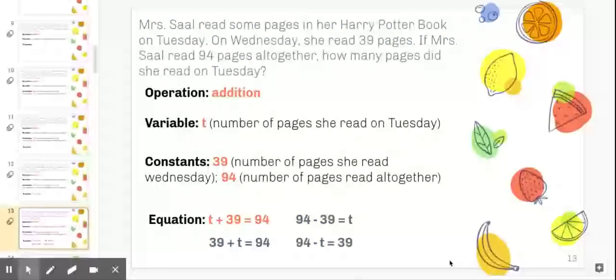But we're not as concerned right now in solving for the variable. We're just focusing on finding the equation or writing the equation to represent the situation. And again, the best equation to represent this situation was t plus 39 equals 94.